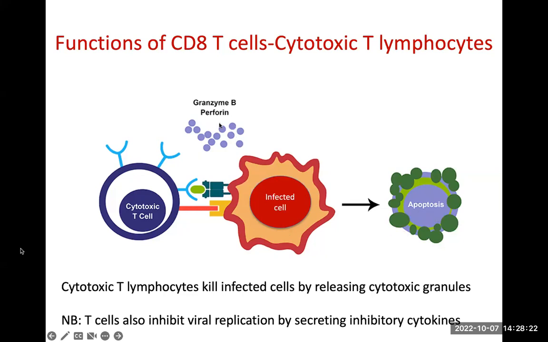The granzyme B and perforin are usually released in what we call cytotoxic granules, while the cytokines are other soluble factors that will restrict viral growth in the infected cells. And that's what will kill. Once you kill the infected cells, you are curtailing continued viral replication, and that's how CD8 T cells enable the body to control replication of viruses that have infected the individual.